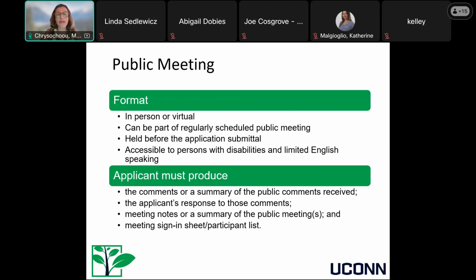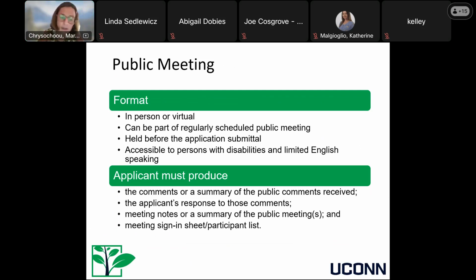Finally, the last step is the public meeting. The public meeting can be in person, or it can also be virtual. It can be part of a town hall or other regularly scheduled public meeting. It must be held before the application submittal. And you must demonstrate that it's accessible to persons with disabilities and people with limited English speaking abilities. So for example, you can ask in the public notice, is there any need for translation during the meeting? And then if people reach out to you, then you can say, yes, I have an interpreter present at the meeting.